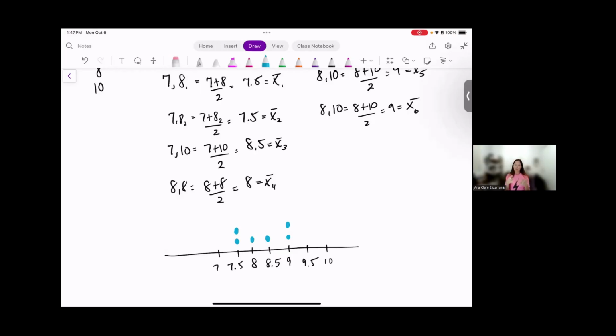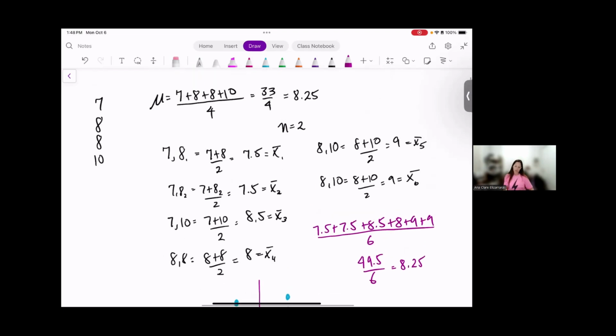Well, what is the average of that average? If I take 7.5 plus 7.5 plus 8.5 plus 8 plus 9 plus 9, and I divide that by 6, I think it's going to be 8.25. Let's see. 7.5 plus 7.5 plus 8.5 plus 8 plus 9 plus 9 is 49.5. And if I divide that by 6, I get 8.25. Where did we see 8.25 before? Oh, 8.25 was the mean of the population.